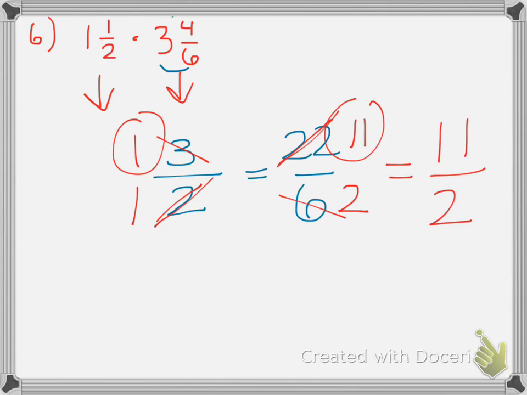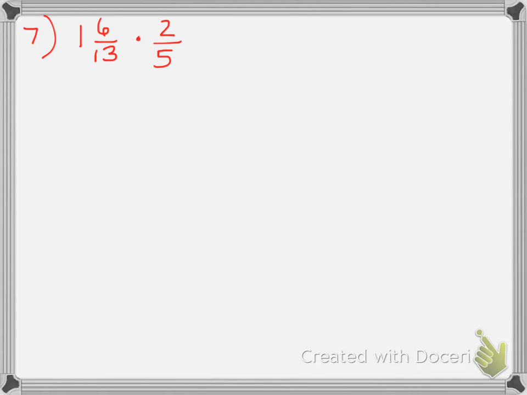Mixed number. 2 goes into 11 5 times with 1 left over. Your final answer should be that. So check and see how you did. And then this one, pause the video, try it yourself, and then check and see how you did.